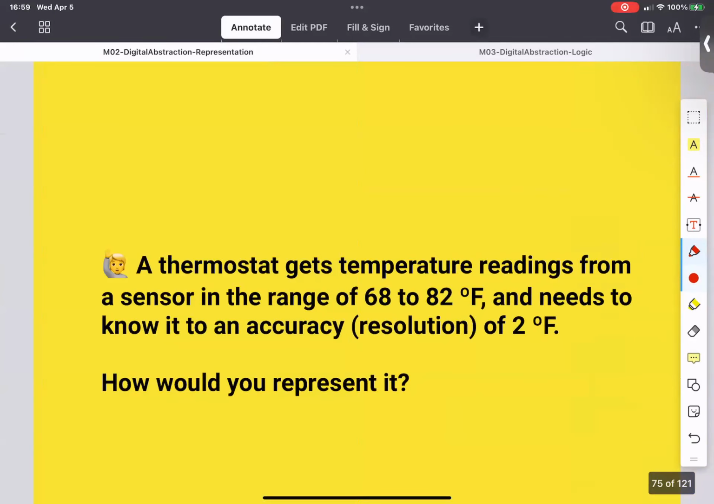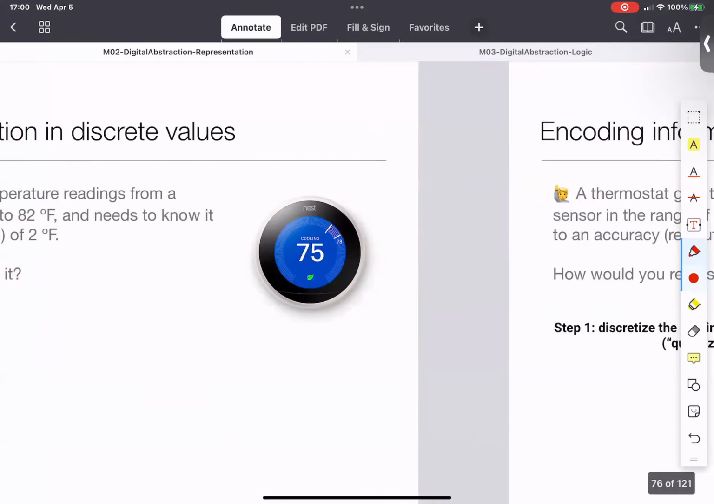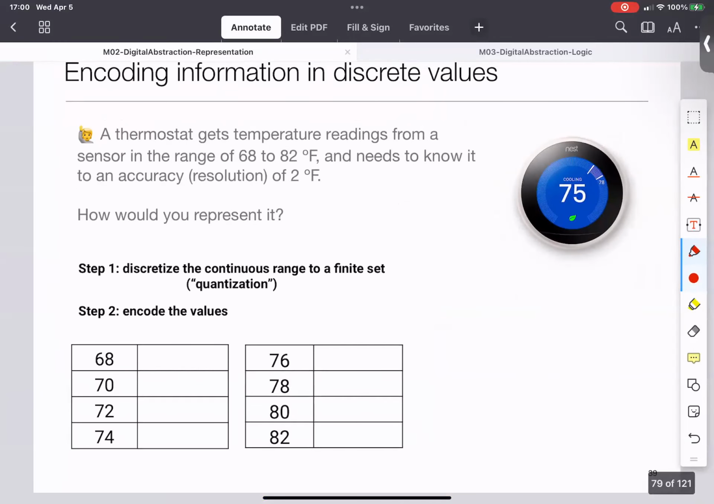Okay, so let's look at an example. Let's say I have a thermostat which gets temperature readings from a sensor, and the readings are in the range of 68 to 82 Fahrenheit, and I need a resolution of 2 degrees Fahrenheit. So how would I represent it? Essentially it's steps of 2: 68, 70, 72, 74, 76, 78, 80, 82. So we discretize the domain. Usually, given your specification, some of this will be natural.